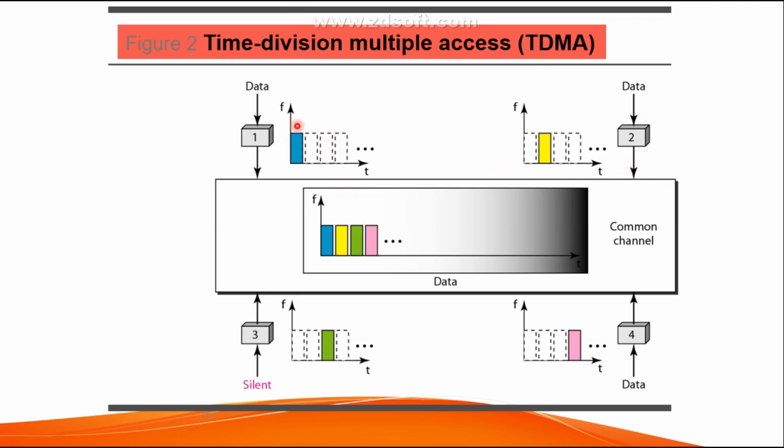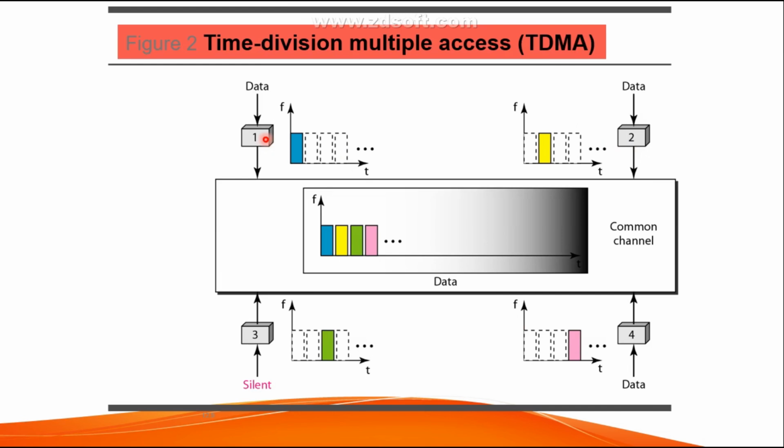Station 1 has the first time slot. Station 2 has the second time slot. So one by one, serially, they need to send the data. But what is the main problem with TDMA? It is achieving synchronization between different stations, because each station, guys, should know the beginning of its slot and the location of its slot.